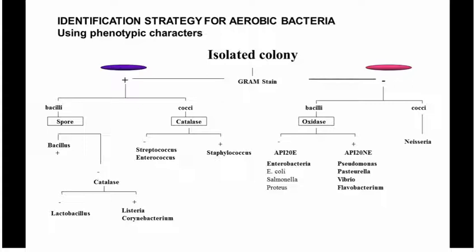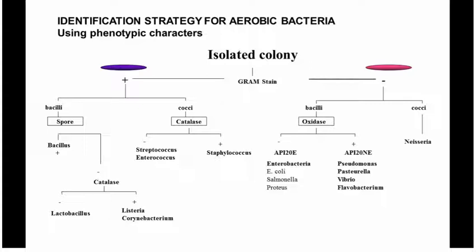So start with your isolated colony, perform a gram stain, and you'll find out whether you've got gram positives or gram negatives, bacilli or cocci. And then according to what you see, you can perform some other tests. So if I've got bacilli, can they form spores? If so, well, they might be Bacillus. If not, perform a catalase test. If they're negative, probably Lactobacillus. If positive, maybe Listeria or Carnobacterium. And in fact, these two types have distinctive morphology, so you can tell the difference between them on the microscope.